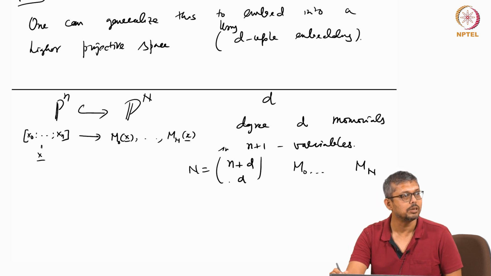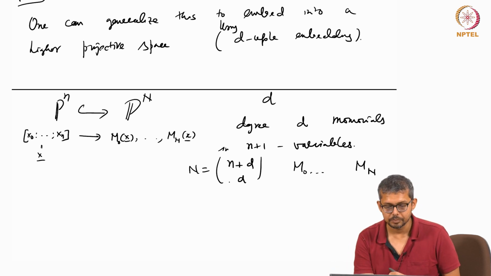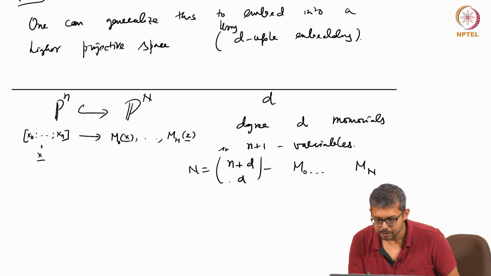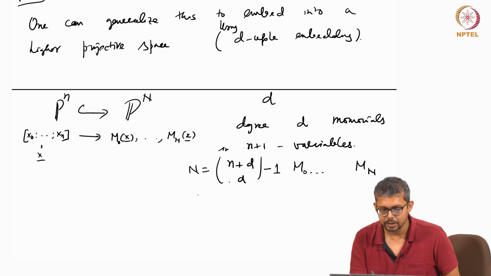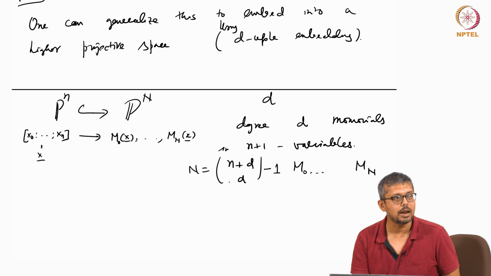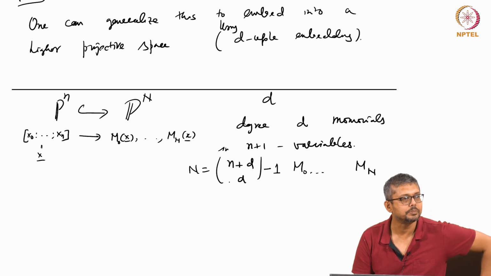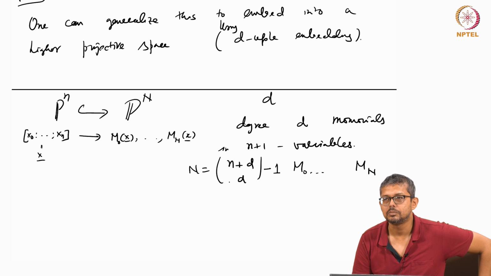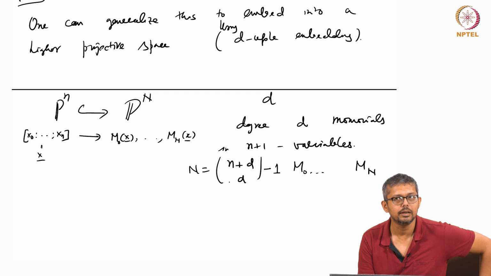N plus d choose d, minus 1. There is this number of monomials, so that means it is a map to a projective space with these many variables.